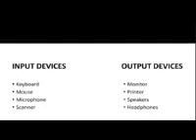The next one is input and output devices. Input devices: the devices that are used to enter data into the computer are called input devices. For example, keyboard, mouse, microphone, scanners. Next one is output devices. Devices used to display the result of processing to the user are called output devices. For example, monitor, printer, speaker and headphones, etc.